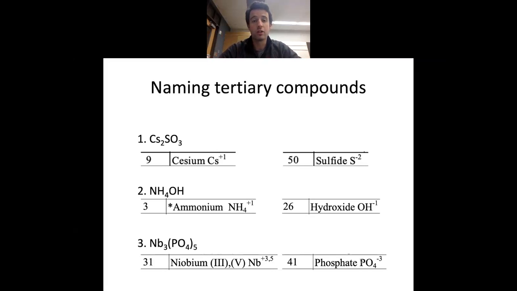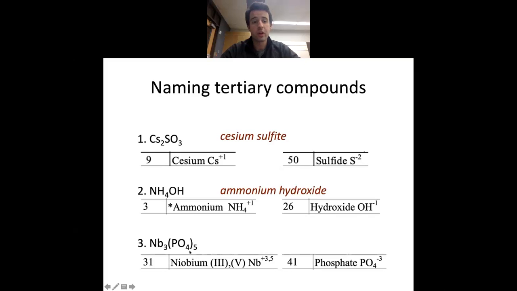So if you want to take a moment and do the problems now, you can go ahead and do that. Great, pause the video if you need more time. Here we go. For the first one, this is going to be cesium and SO3 is going to be sulfite. So the answer here is cesium sulfite, because this is ITE, sulfite. Sorry that I have the wrong one here. For the second one, NH4 is called ammonium, OH is called hydroxide. So the answer here is just going to be ammonium hydroxide.